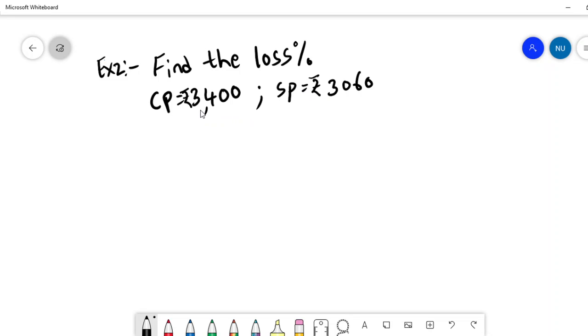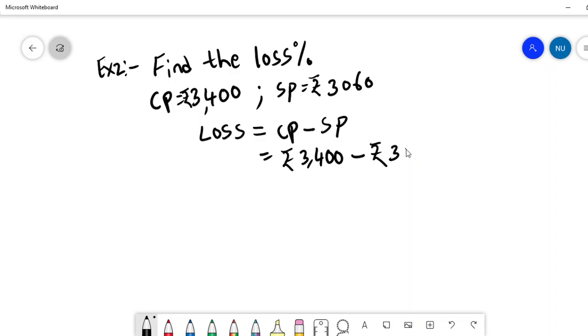So here if you notice the CP is more. So obviously we get loss. So first we will find loss. We know the loss formula as loss is equal to CP minus SP. What is CP here? Rupees 3400 minus rupees 3060. After subtracting, you get rupees 340. So therefore, loss is equal to rupees 340.